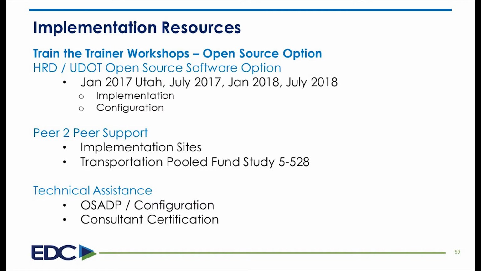Okay, so implementation resources. The official line is there's the January 2017 Train the Trainer workshop in Utah. Under EDC, we are learning from that workshop, and we will stand up consultant support to repeat this open source software implementation and configuration option. We will do this in July 2017, so every 6 months: July 2017, January 2018, and then July 2018. There will be pretty active peer-to-peer support. We found that is probably one of the best mechanisms, sharing information and doing technology exchanges with your neighboring states and local agencies. And then there'll also be a fair amount of technical assistance.